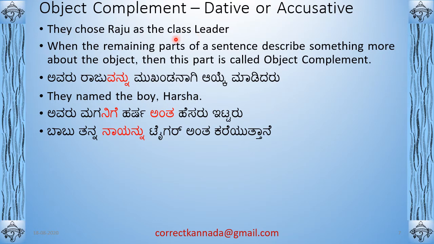The object here is Raju, right? So Raju was chosen as a class leader. The remaining part of the sentence is basically explaining or describing more about the object. That's why it's called the object complement. When you have an object complement, then that object will be in accusative or dative case.